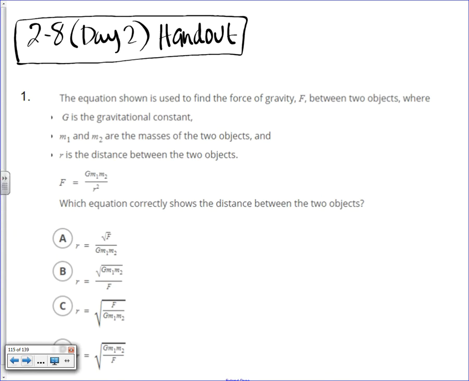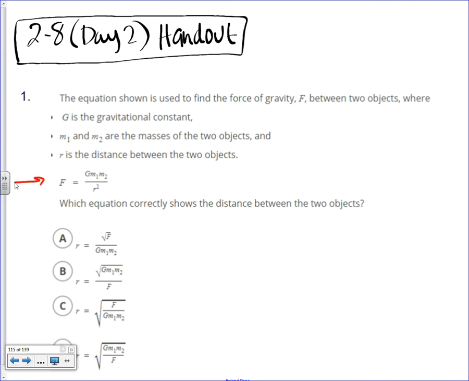And I think I just have a couple. Yeah, I just have 3 problems here for you. So, number 1, the equation shown is used to find the force of gravity F between 2 objects, where G is the gravitational constant, M1 and M2 are the masses of the 2 objects, and R is the distance between the 2 objects. And here is your formula.